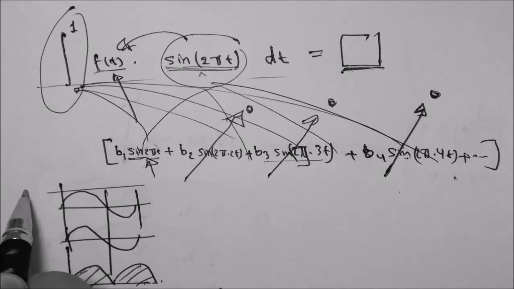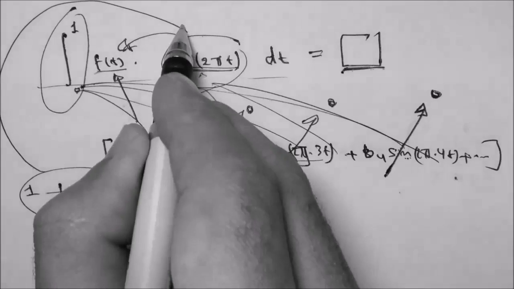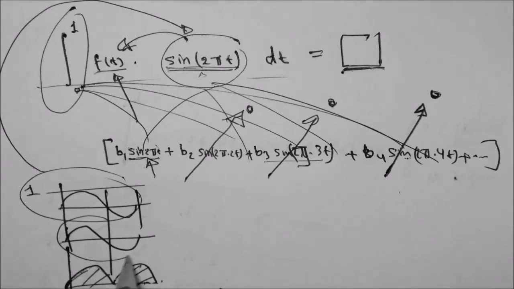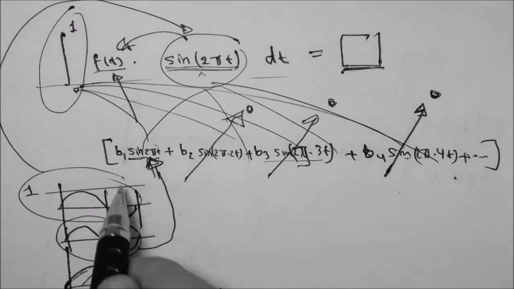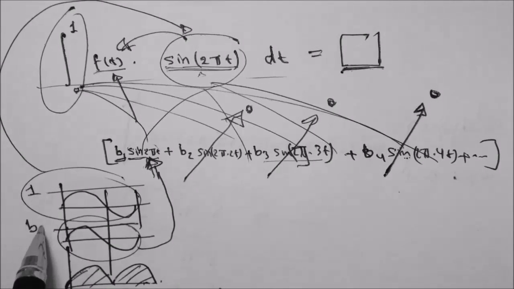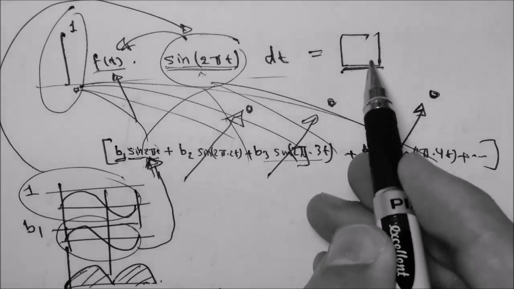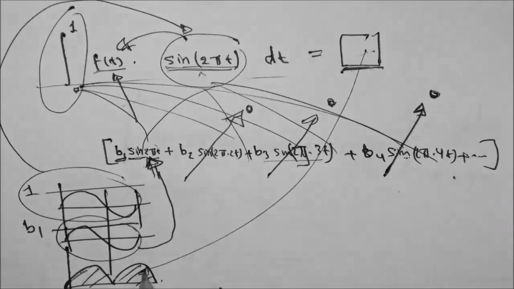So if this is the sinusoidal we multiplied by, this is the 1 Hertz, and this one is the 1 Hertz component inside f of t. So it has a magnitude of b1. So here we have b1. And the result of this integration was this area.